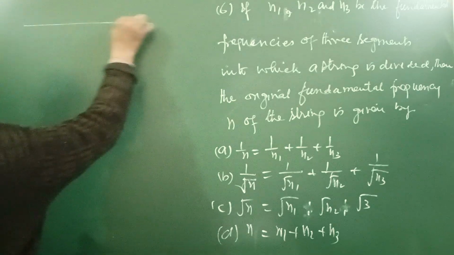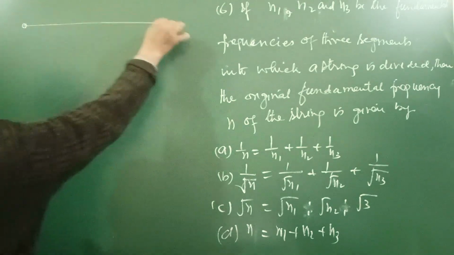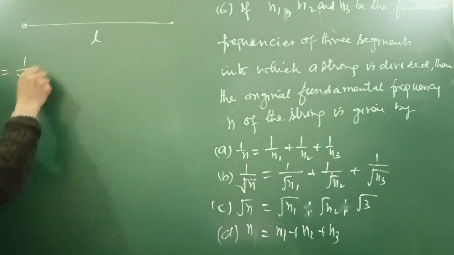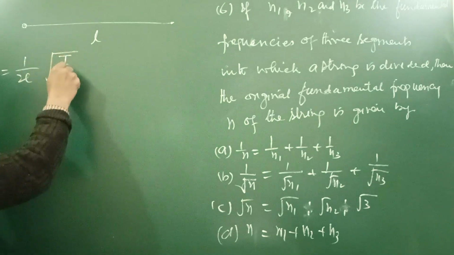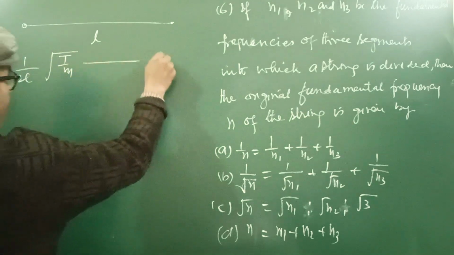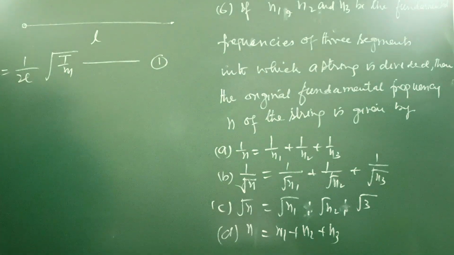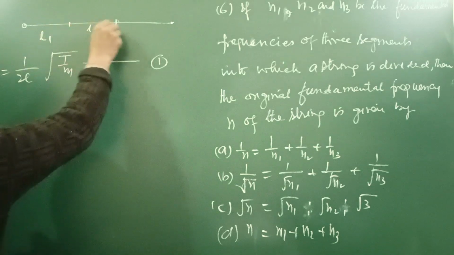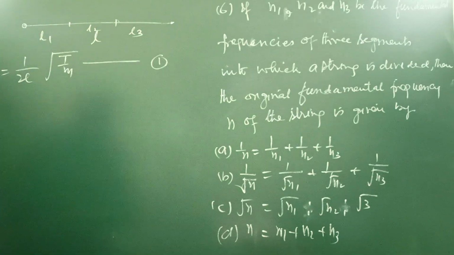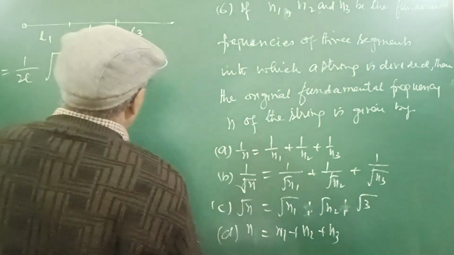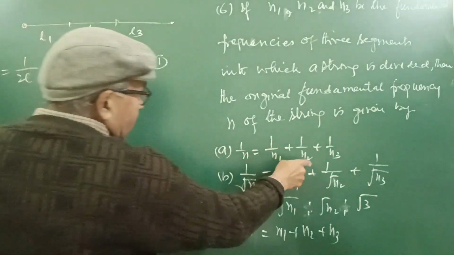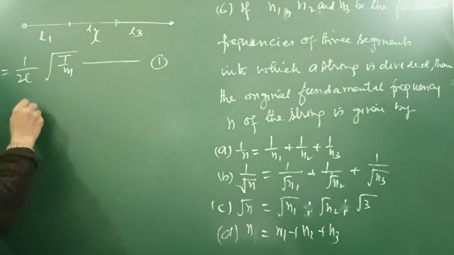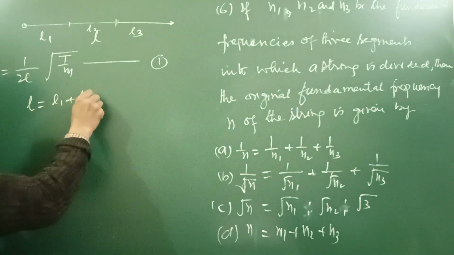See, suppose this is a wire stretched between two ends and its total length is L. So the fundamental frequency is 1/2L under root T by μ. This is the fundamental frequency. Now if this wire is divided into three parts of lengths L1, L2, L3, the L1 part has frequency N1, the L2 segment has frequency N2, and the L3 segment has N3. But remember here L = L1 + L2 + L3.